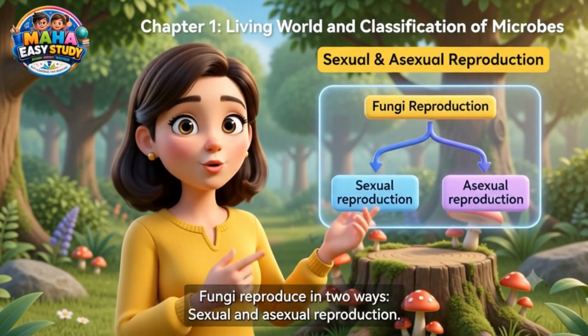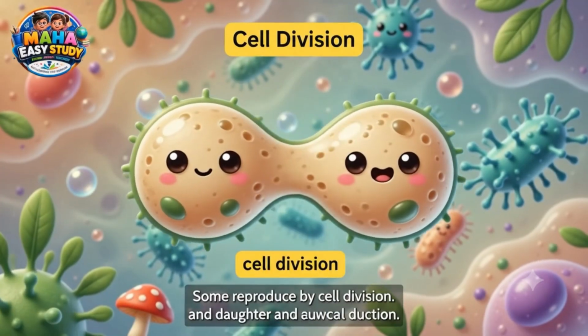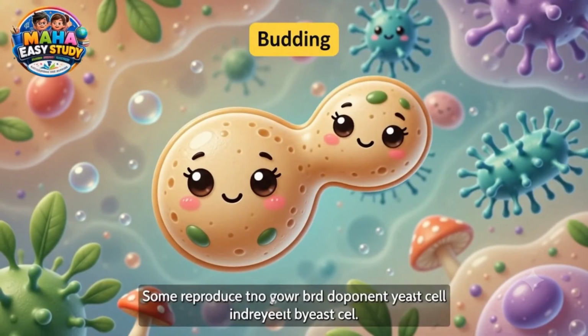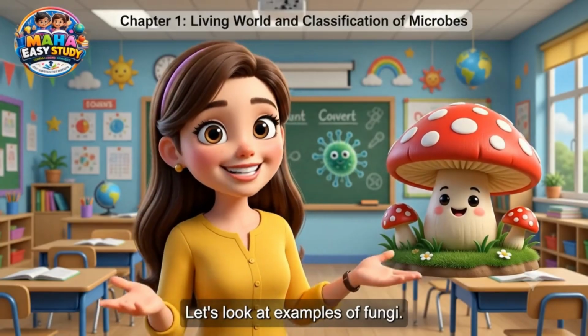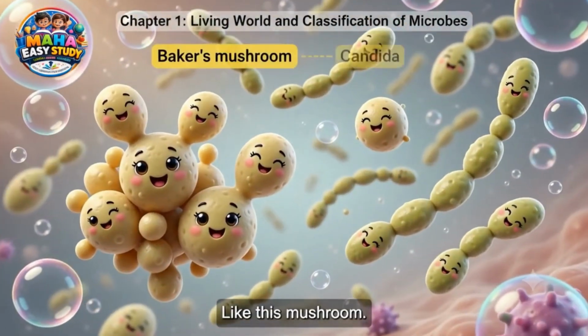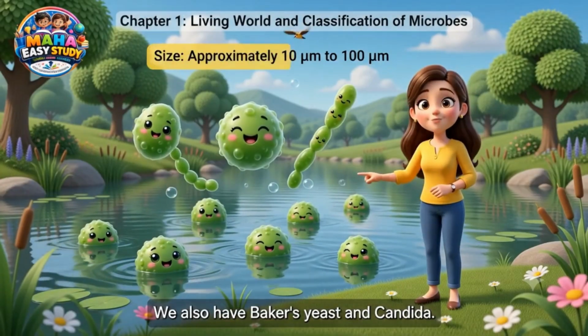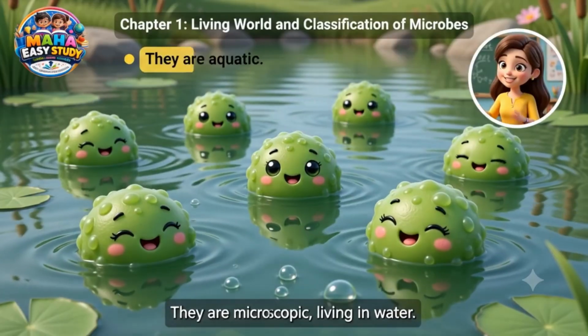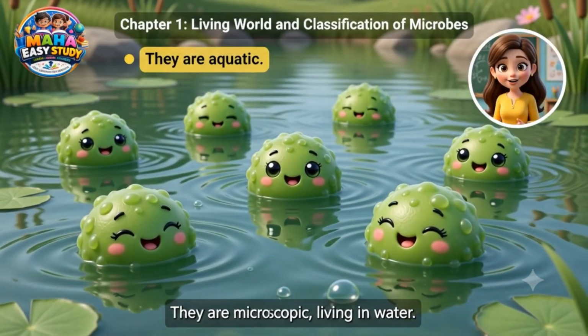Some reproduce by cell division. Yeast reproduces by budding. Let's look at examples of fungi, like this mushroom. We also have baker's yeast and candida. Now let's explore aquatic, living in water.